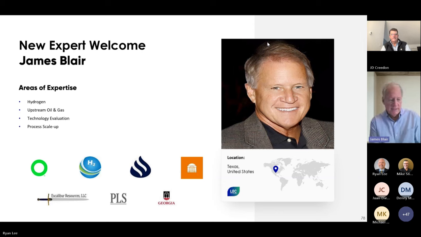We reached FID in 2023. This was an 80 megawatt facility that will produce about 30 tons a day of green hydrogen for the mobility market, mainly for the Class 8 trucking market in Southern California.